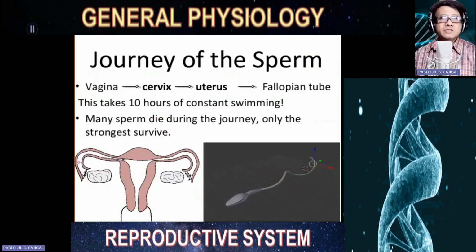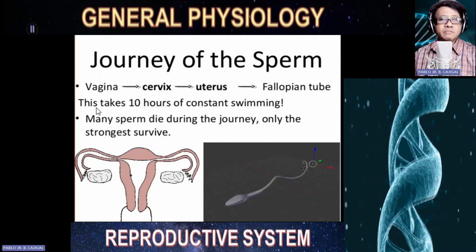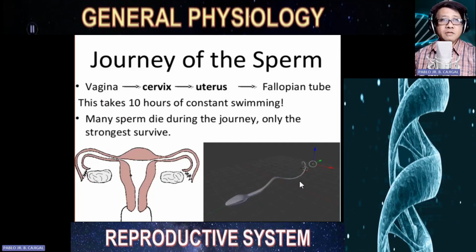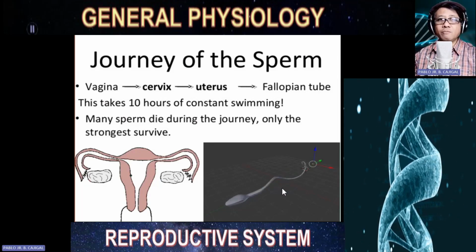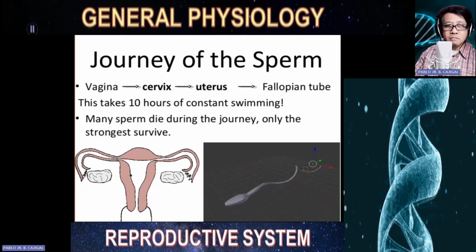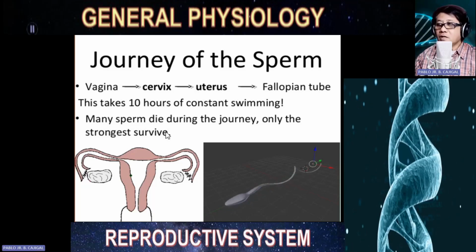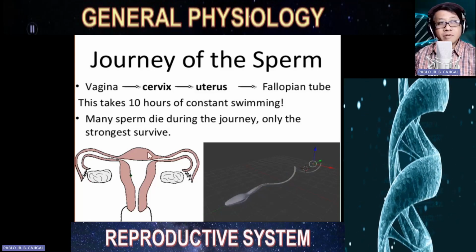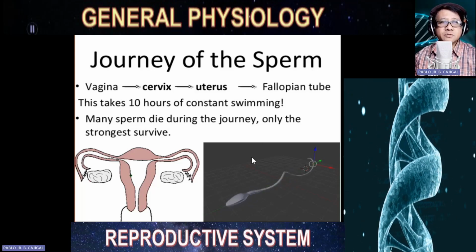Okay, so that's the journey of the sperm, no? From the vagina, it goes to the cervix, to the uterus, and to the fallopian tubes. And it takes 10 hours, no? Para makarating yung sperm cell from the vagina to the fallopian tubes. Microscopic yan. So, ilang kilometro yan, no? If you will consider yung size ng sperm, bali ilang kilometro yan, para ka nang lumangoy from Manila Bay to Hong Kong siguro. Layo, no? Ayan, pero because of that, many sperm will die during the journey. Only the strongest sperm will survive.